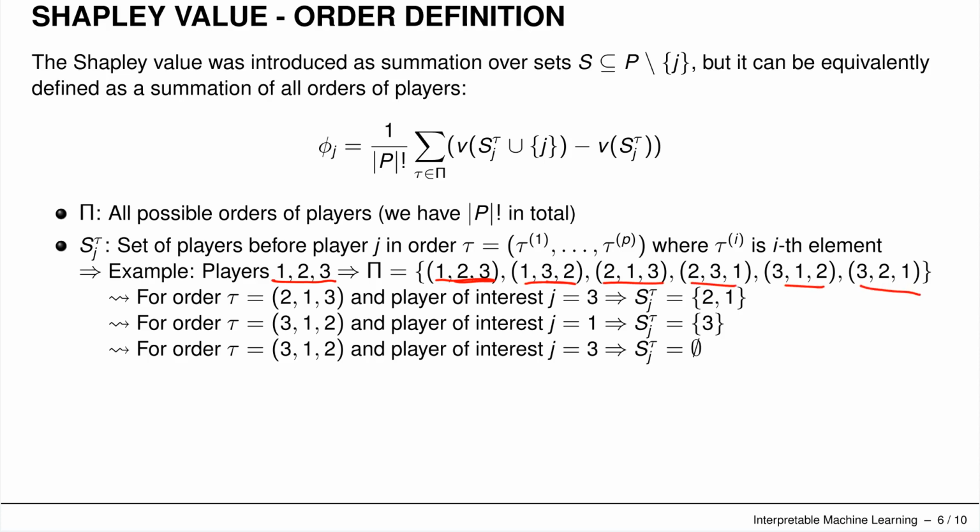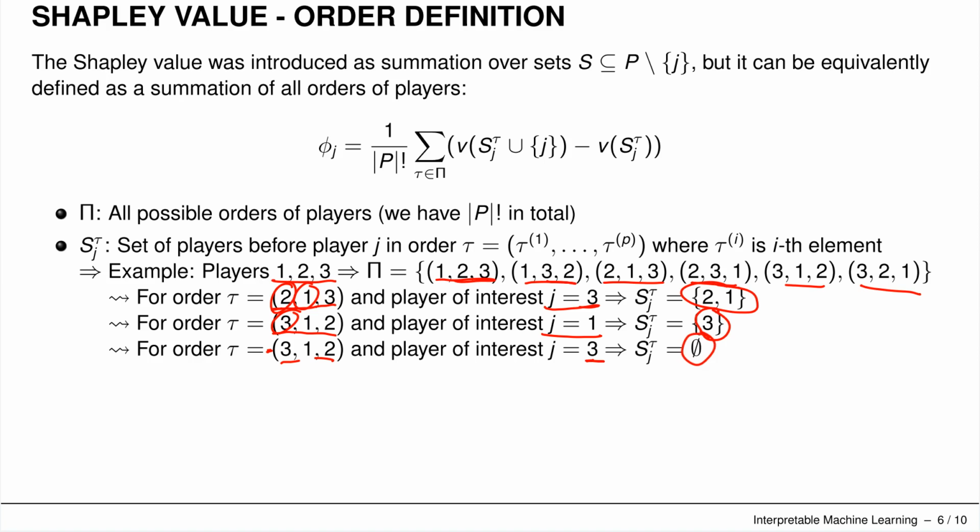And now for each order, so let's say we have 2, 1, 3, and the player of interest would be 3. Before that we have the players 2 and 1. So in S_j^τ we have 2 and 1. And if we have this ordering and the player of interest is 1, we only have the 3 in front of it. That's why here S_j^τ is 3. And for the same ordering, if we're interested in 3, then there's no player before. So S_j^τ is the empty set.